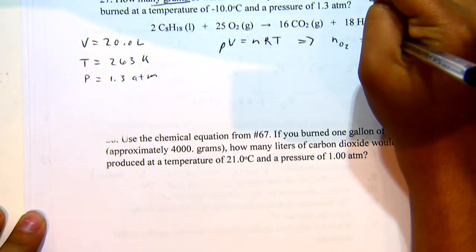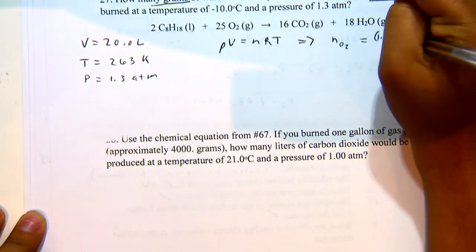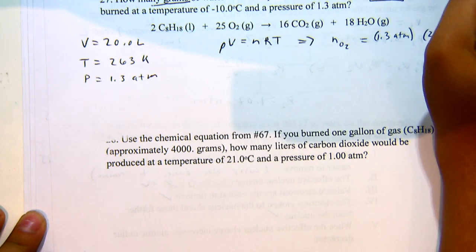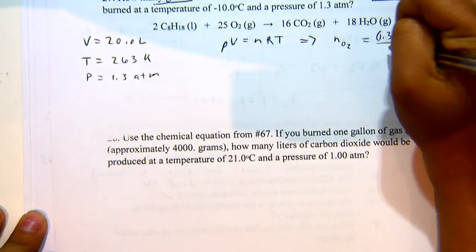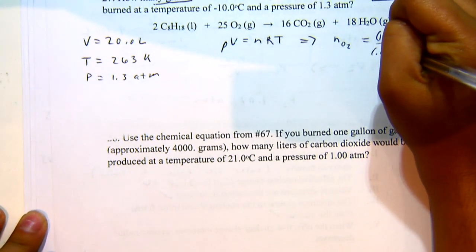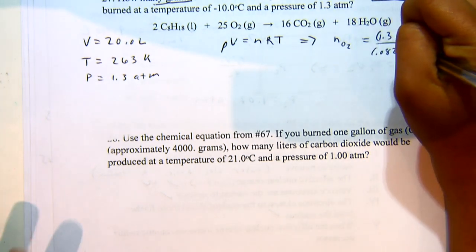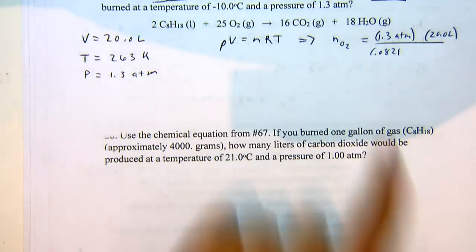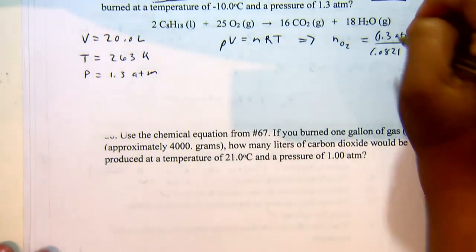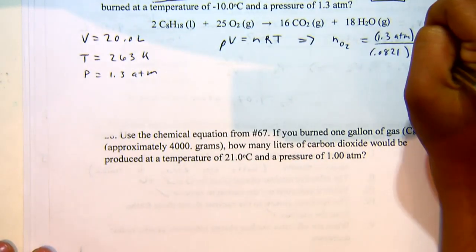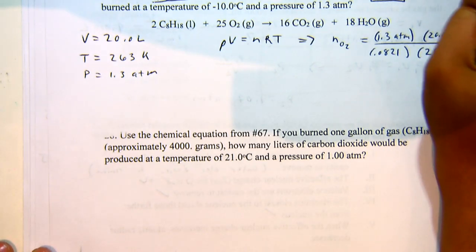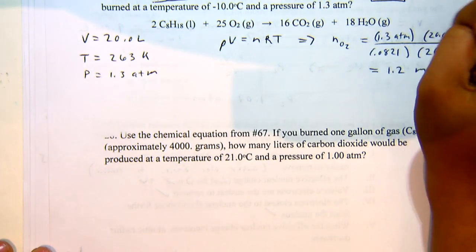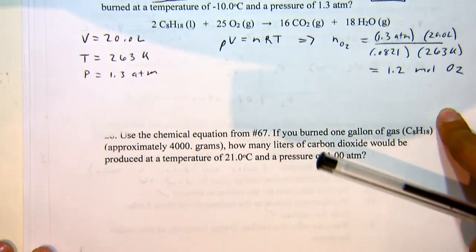So once you set it up, this is going to be 1.3 atm times 20.0 liters over 0.0821. That's the R constant, and remember, that goes back to how we're using the 0.0821 instead of the 8.314, times 263 Kelvin. It's going to give us about 1.2 moles of diatomic oxygen.